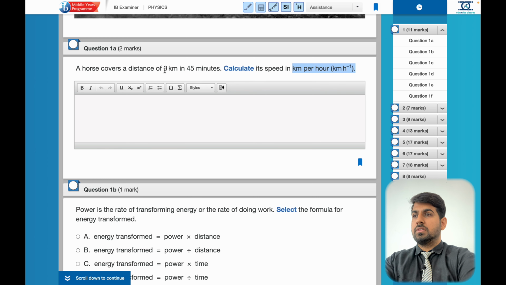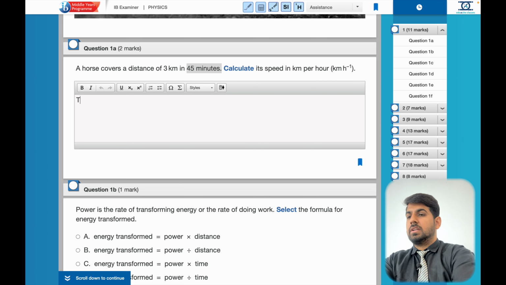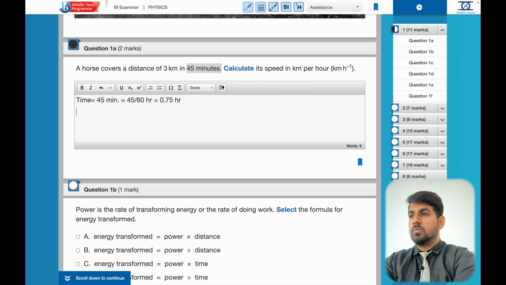Now if you look, the distance is already given in kilometers and the time is 45 minutes. So time equals 45 minutes, which is also equal to 45 divided by 60 hour. So that will be equal to 0.75 hour. You can do the calculations if you want, it's a simple one.